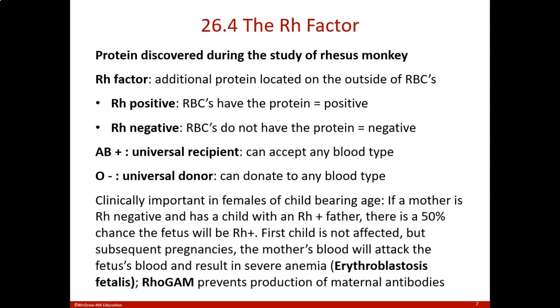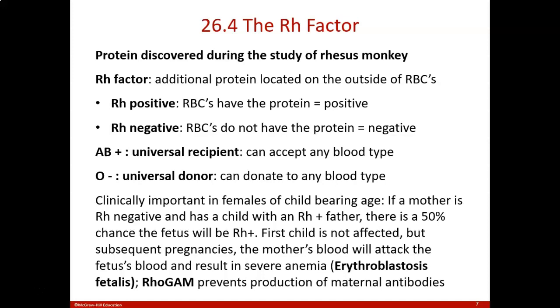Okay, and this particular Rh factor is very important when we're actually looking at females of childbearing age. Okay, because if a mother is actually Rh negative, and we're not really looking at the ABO part, we're just looking at Rh negative, and has a child with a father that is Rh positive, there's about a 50% chance that that fetus will be Rh positive.